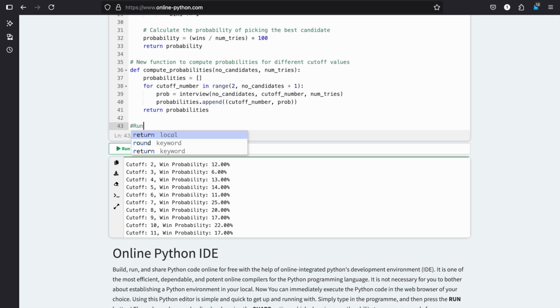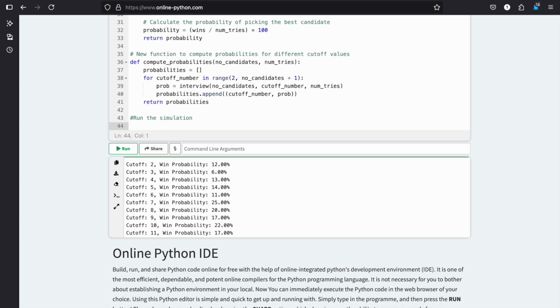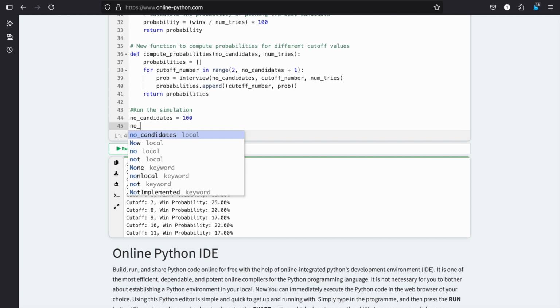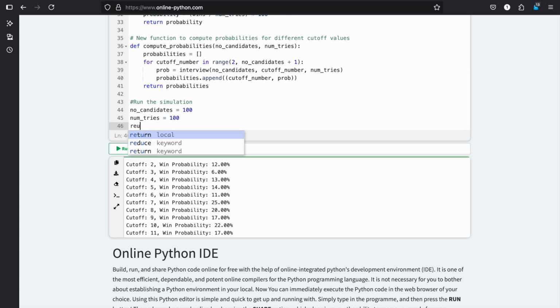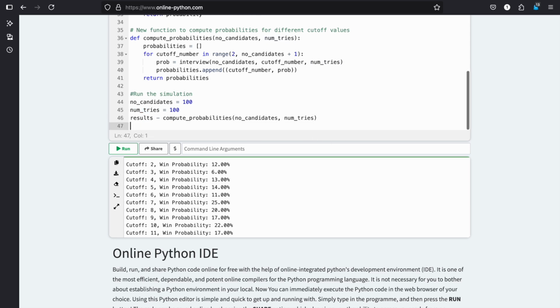And now we're running the simulation. For example, we can start small. In this case, I used 100 candidates and 100 tries. So let's do that. No candidates is equal to 100. Num tries is equal to 100. It would help if I were consistent, wouldn't it? And now we are going to create new results equal to compute probabilities with no candidates and num tries.